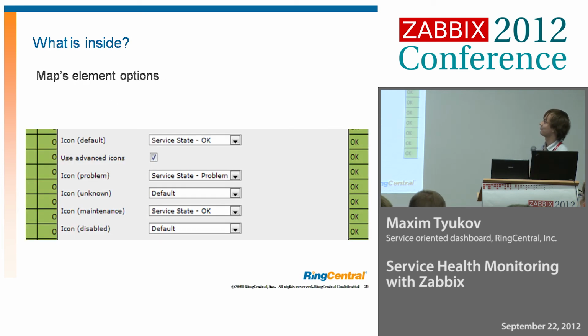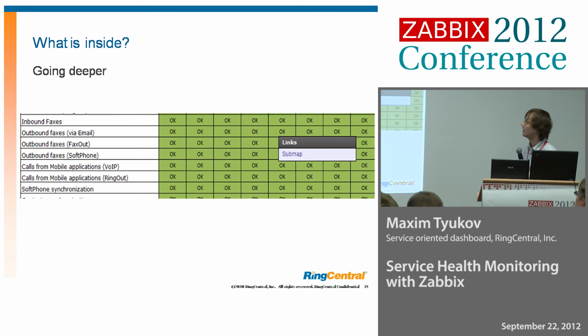What else is inside? Each cell has the following configuration. Here we set a standard icon for state OK. We use advanced icons, icon problem for problem, and actually you can also use maintenance if you like. It's up to you. We don't use it, but we can. We can show maintenance on the dashboard. When we see the dashboard from the user side, we can click on each cell and go to a submap.